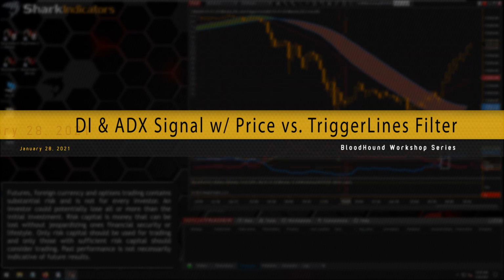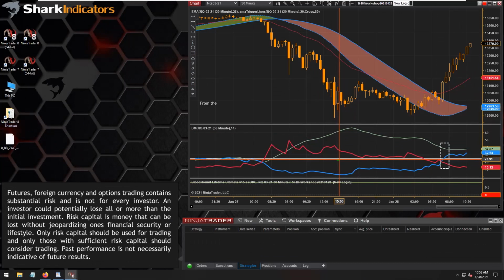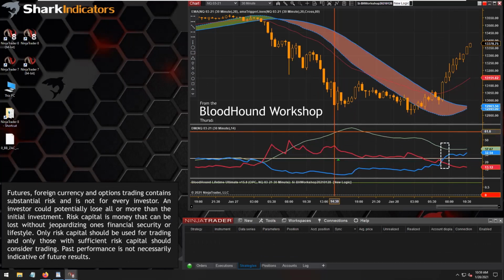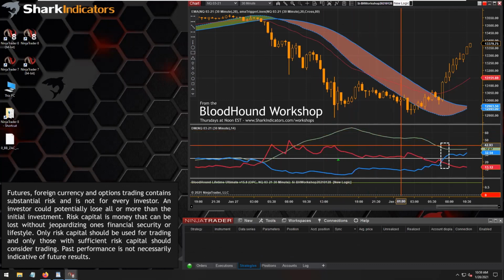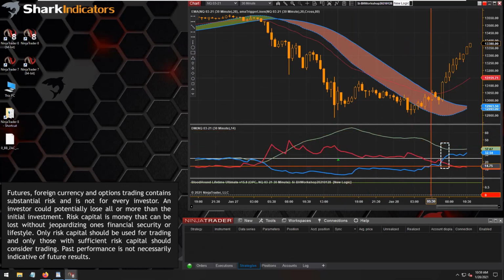So we can see this gray line here, right? This is the 25 level for the ADX, the gray ADX. When the DI lines cross each other, right? So where this little rectangle is, we have the blue DI plus crossing above the DI minus in red.